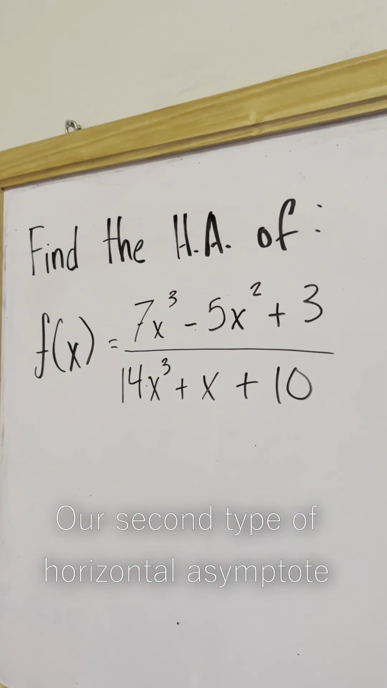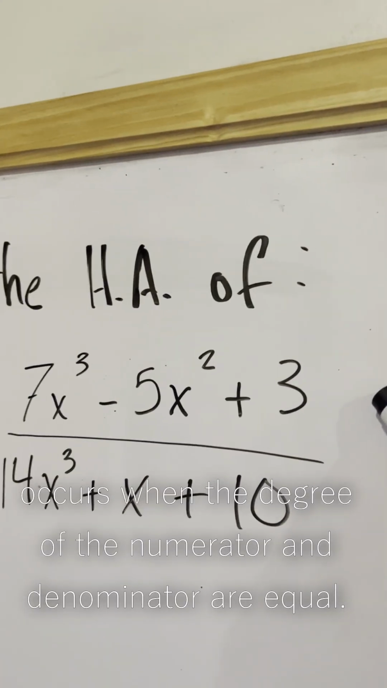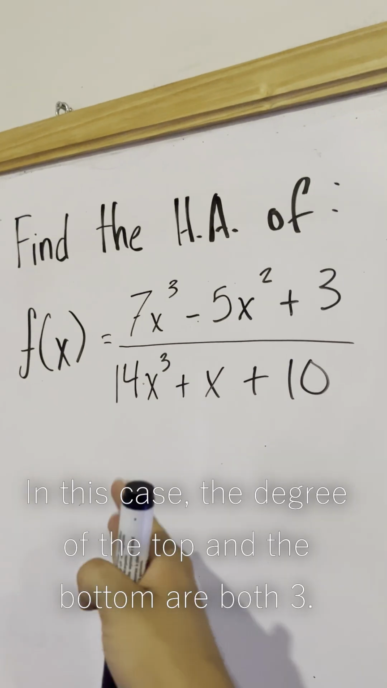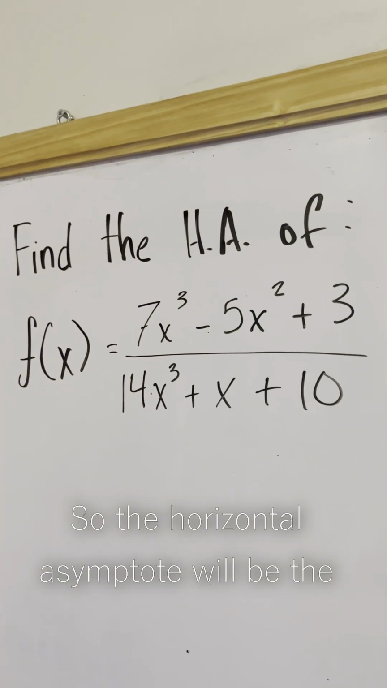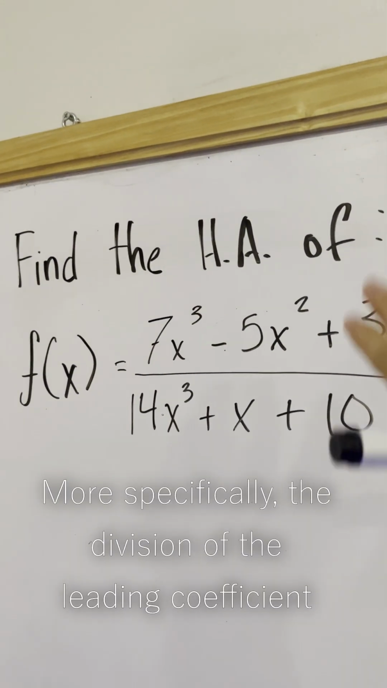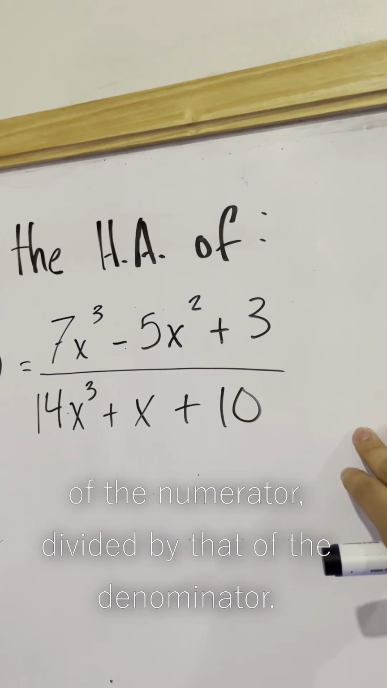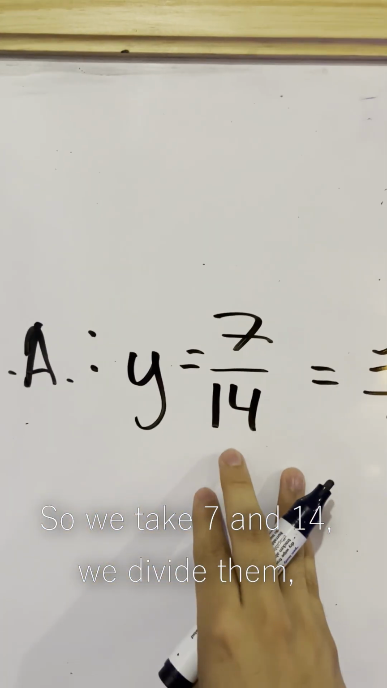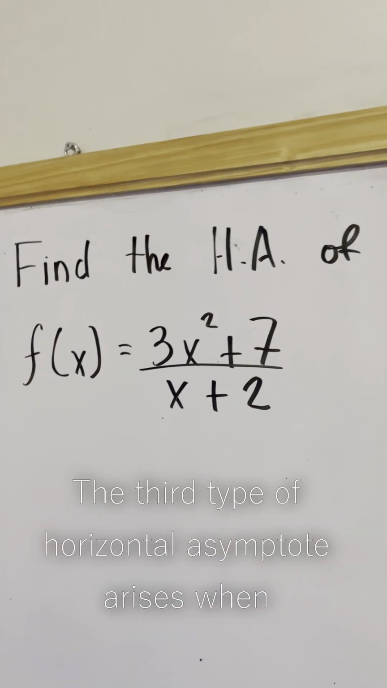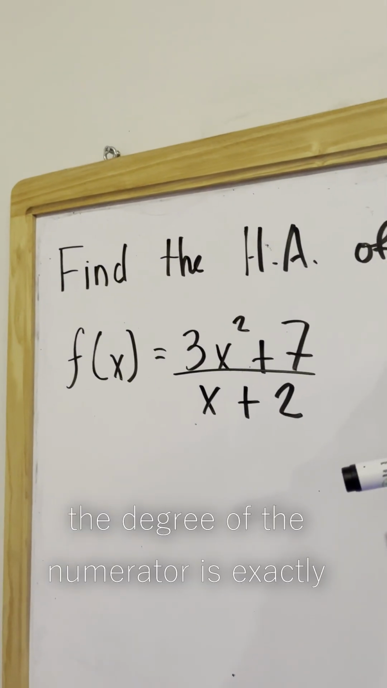Our second type of horizontal asymptote occurs when the degree of the numerator and the denominator are the same. As you can see in this case, the degree of the top and the bottom are both 3. So our horizontal asymptote is going to be a division of the leading coefficients. More specifically, the leading coefficient of the numerator divided by that of the denominator. So we take 7 and 14, we divide them, and we get that our horizontal asymptote is at y is equal to 1/2.